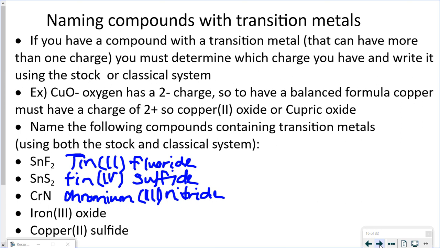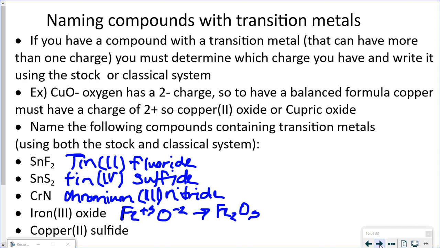You can do the same thing when writing the formulas. You're still going to crisscross charges like any other ionic compound, but you are given the charge of the metal. So iron(III) oxide, remember iron is Fe, with a +3 charge. Oxide is O, which has a -2 charge. So if we crisscross our charges, Fe will have a subscript of 2. O will have a subscript of 3. So that is Fe2O3.